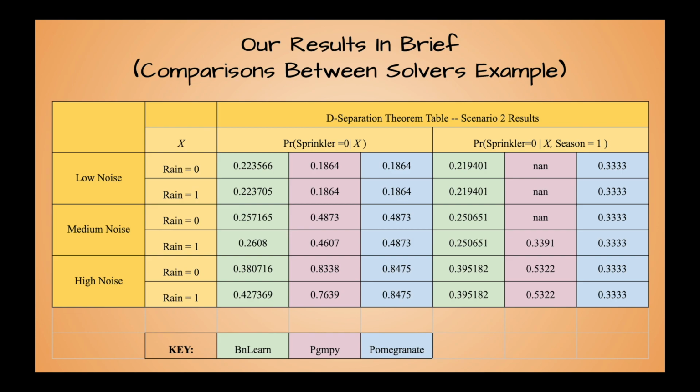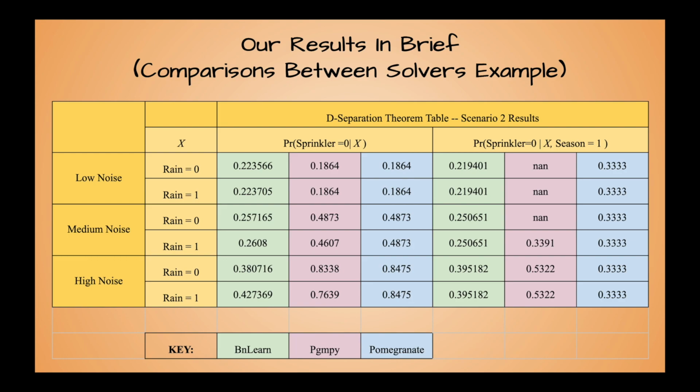The values on the left side of the table represent the probability of sprinkler given that rain is either 0 or 1. So we would expect that these two numbers will be different since rain and sprinkler should have a dependent relationship. The values on the right side of the table represent the same relationship but with the added condition that season maintains a constant value of 1. So we would expect the probability of sprinkler to remain the same since rain and sprinkler are independent.